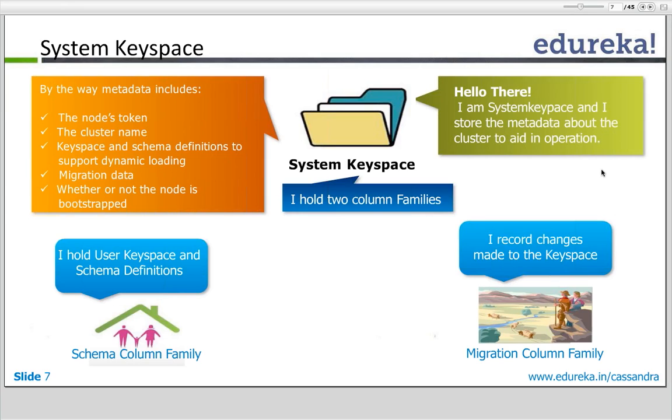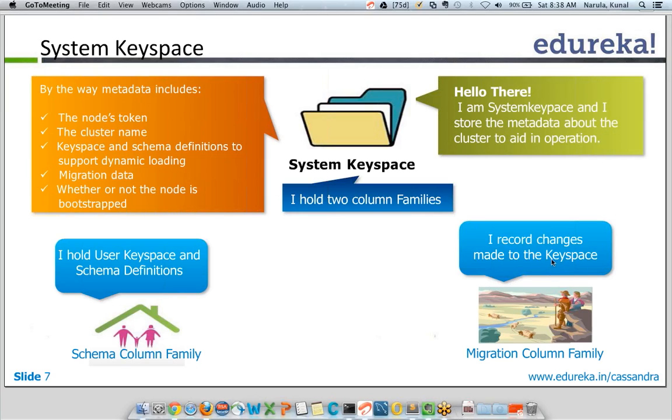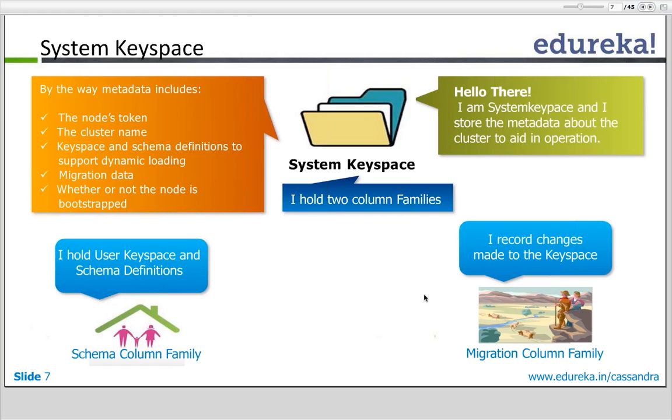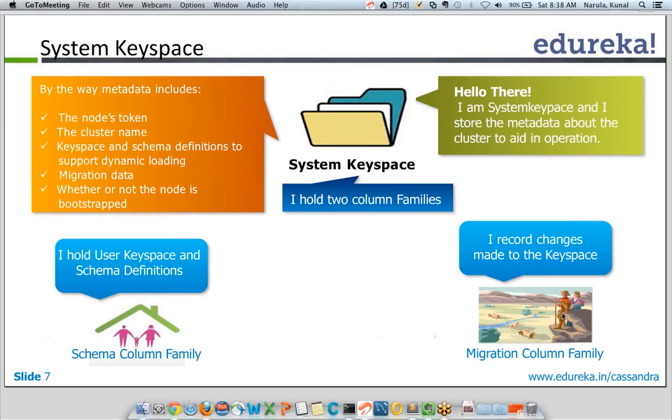And the second column family is called the migration column family, and it records changes made to the keyspace, like config changes we make and everything. It gets recorded under the migration column family. So these are the two major column families, or the only two column families I think in system keyspace. So it has all the crucial information, and system keyspace should be available all the time.